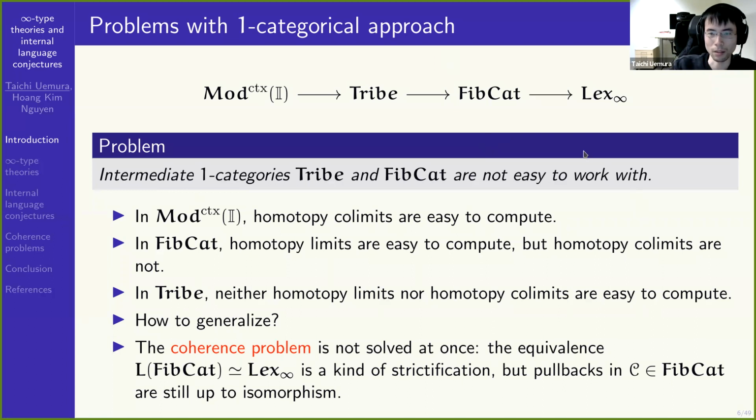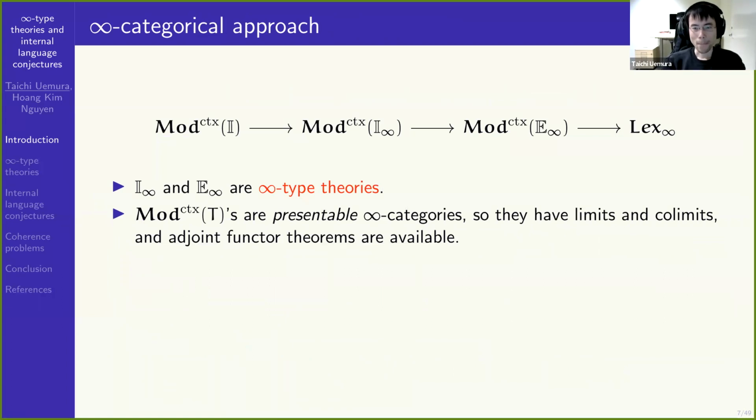Let me see. So the last equivalence of the fibration categories and the finitely complete infinity categories is regarded as a kind of strictification, right? Yeah, because it means that finitely complete infinity categories are presented by some sort of one-categories. But in fibration categories, proofs are still up to isomorphism, and this is still a coherence problem to be solved. Maybe it is okay, but it might be a problem. So for that reason we seek another approach.